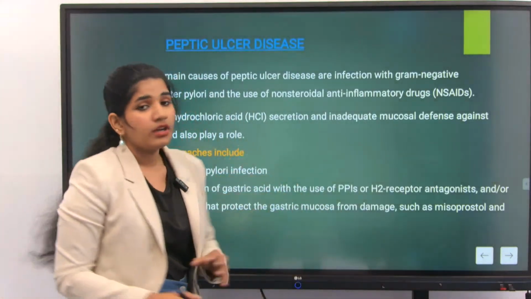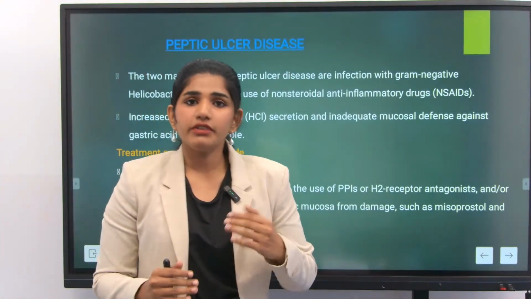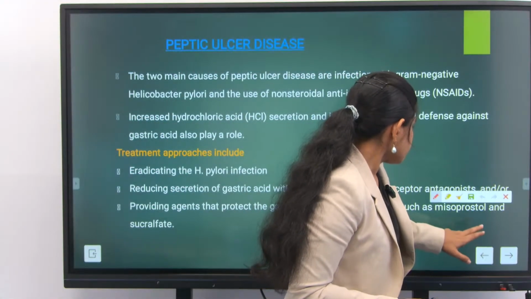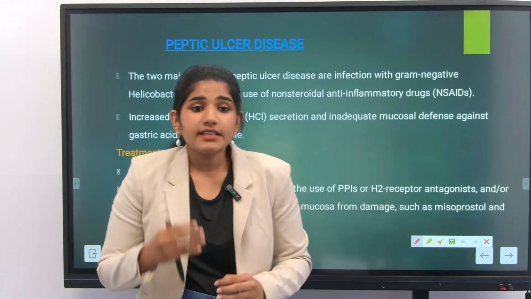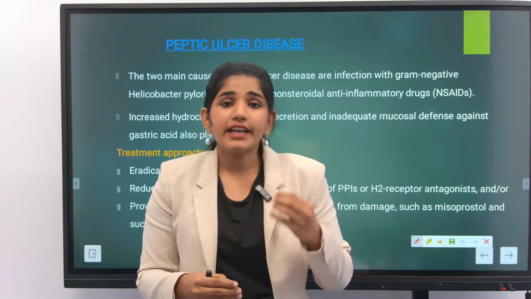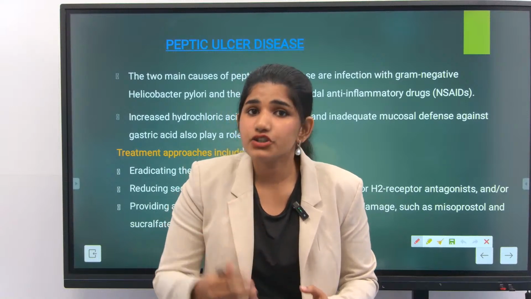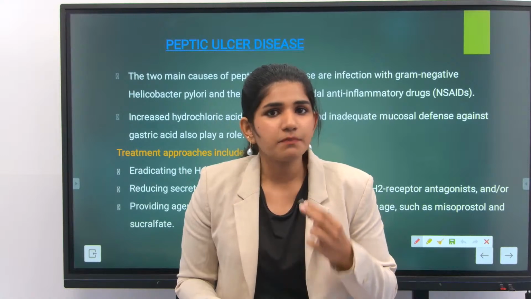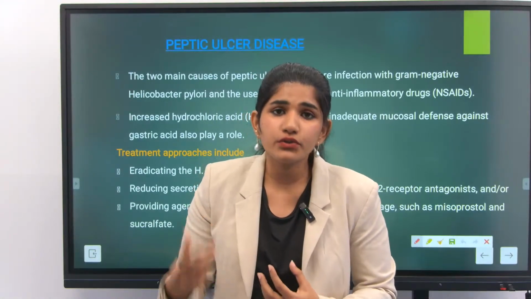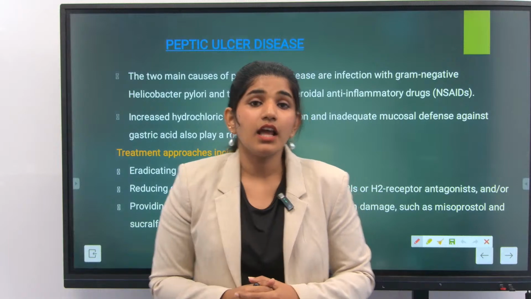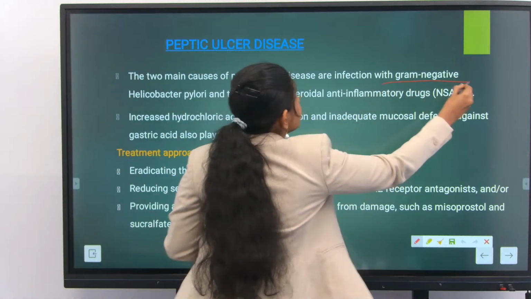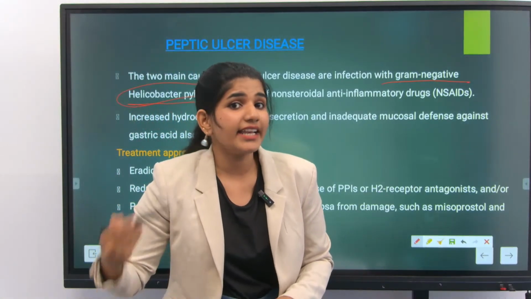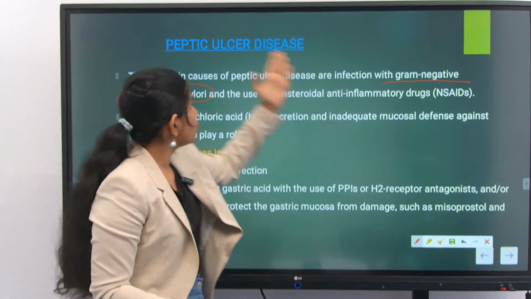Okay. Now our common diseases and terms are over. Now we can go deeper into peptic ulcer. So what is peptic ulcer? As we said, inadequate mucosal defense against the secretion of hydrochloric acid results in peptic ulcer. What are the two main causes? Chronic use of NSAIDs can cause peptic ulcer, but the major causative organism is gram-negative Helicobacter pylori, which can lead to peptic ulcer disease.